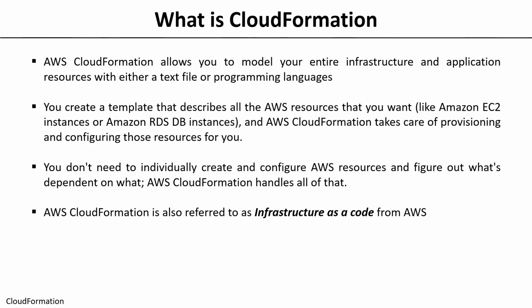Let's assume that you want to create 5 EC2s, 2 RDS and a VPC, and you also want to ensure that before the EC2 and the RDS are created, the VPC has to be created first, and then the EC2 and then the RDS. So you don't need to create it individually and you don't need to manage it individually as well. You can write a script in a template, and if you just give it to CloudFormation, it will take care of creating the entire infrastructure and managing these dependencies as well.